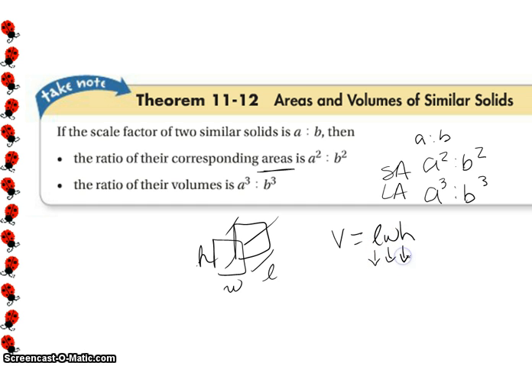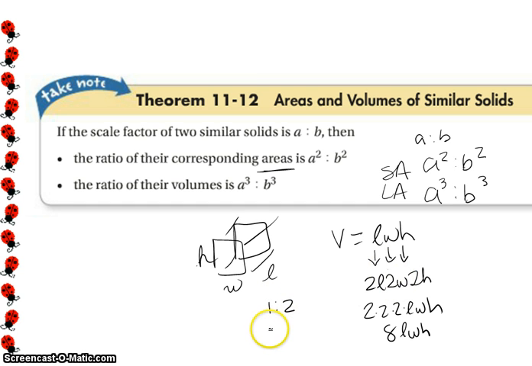And I was going to change each of these. So now this is 2L and this is 2W and this is 2H. I made each dimension twice as long. Well, I could rewrite this to be 2 times 2 times 2 times LWH, which is really 8LWH.